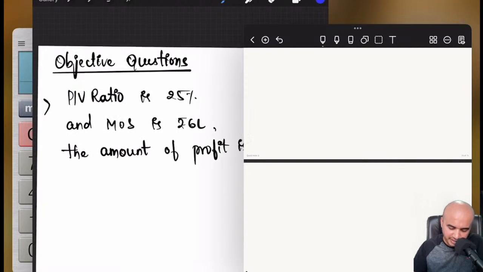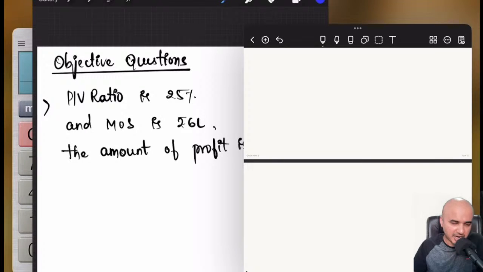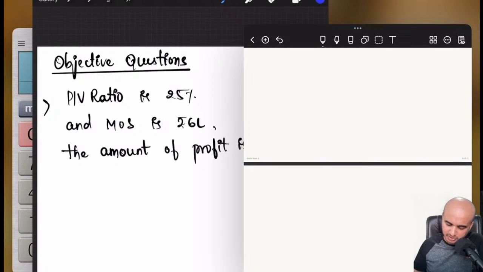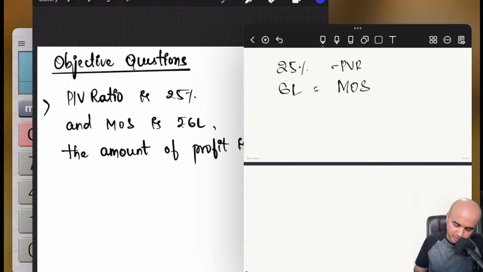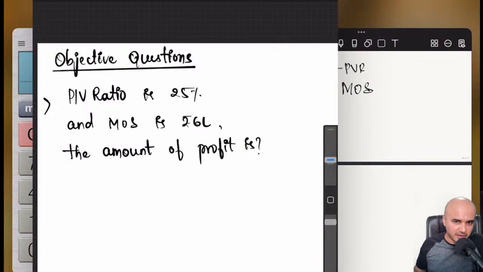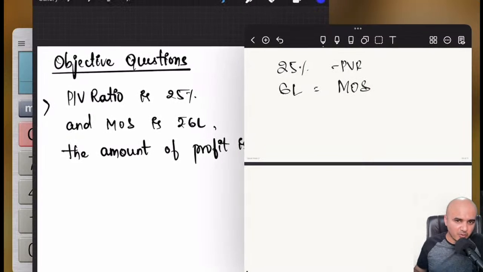Okay. Now in this case, PV ratio is given and margin of safety is given. Again, what is margin of safety? It is the difference between actual sales and the BEP sales. Whatever you have achieved above BEP, that would be the margin of safety, either budgeted or actual, depends. Now PV ratio is, they say, 25%, that is PVR, and 6 lakhs is my MOS, margin of safety. So what is it they have asked? Profit is what they want.